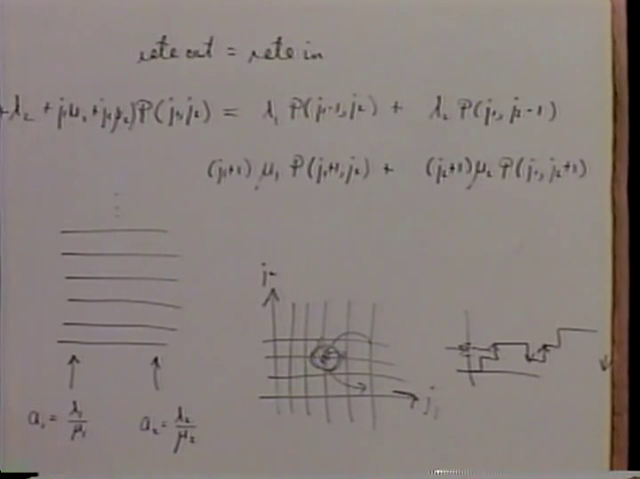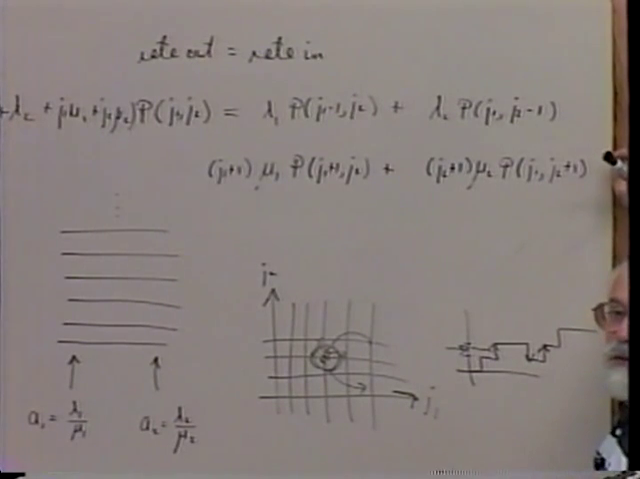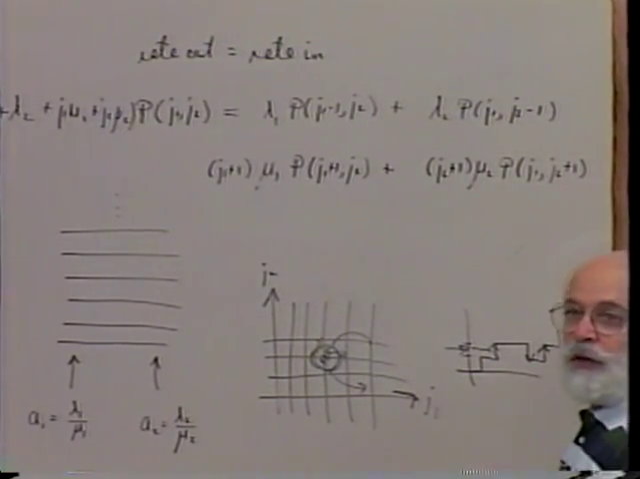So these equations, rate out equals rate in, are analogous to the earlier equations, rate up equals rate down, except that the earlier equations were easy to solve because once you wrote them, you just solved them recursively. You got P1 in terms of P0, P2 in terms of P1 in terms of P0, and so forth. So it was easy. But here, you can't solve these things by successive substitution. You have to solve them simultaneously.